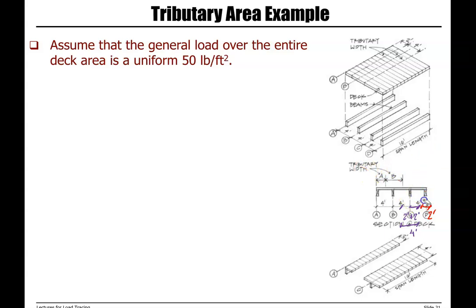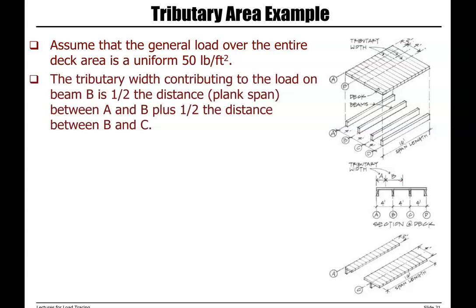Okay, so let's go over the example again. Tributary width contributing to the load on beam B. Again, beam B is this one, and it has two adjacent members, A and C. The tributary width contributing to the load on beam B is half of the distance or plank span between A and B, plus half of the distance between B and C.